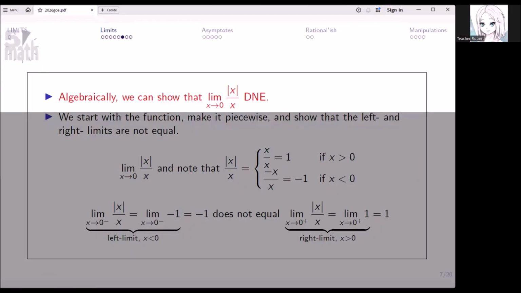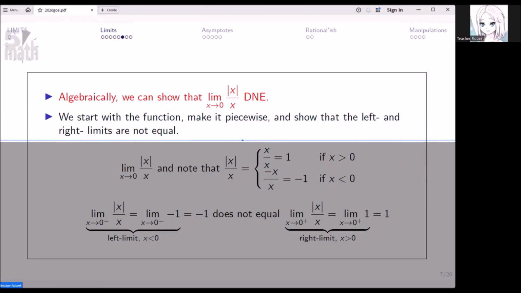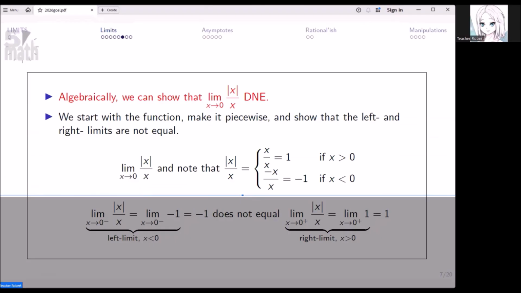Algebraically, we can show that limit as x approaches 0, absolute value of x over x does not exist. We start with the function, make it piecewise, and show that the left and right limits are not equal. Limit as x approaches 0, absolute value x over x, and note that absolute value x over x equals this.